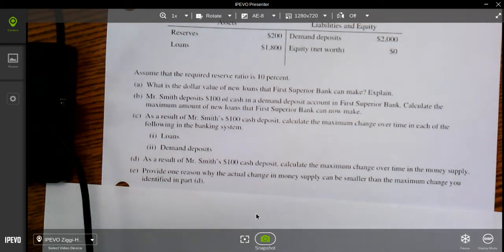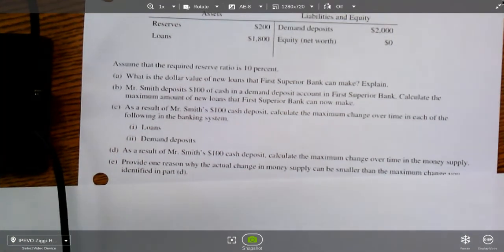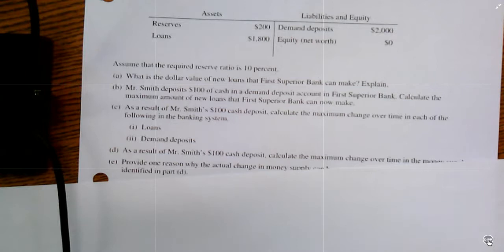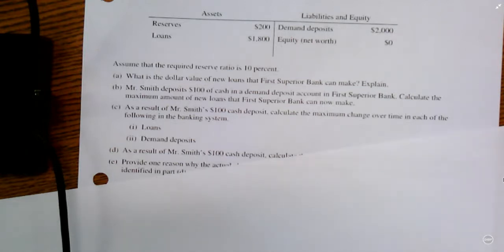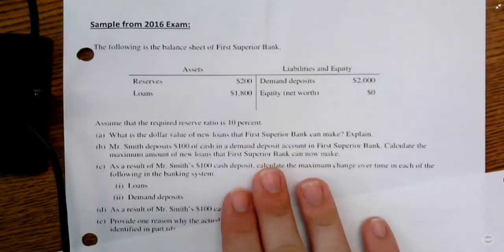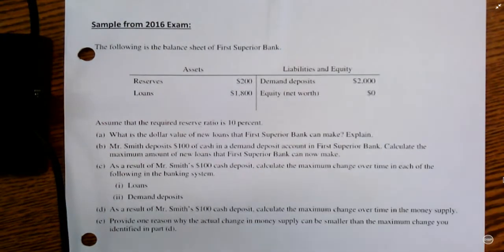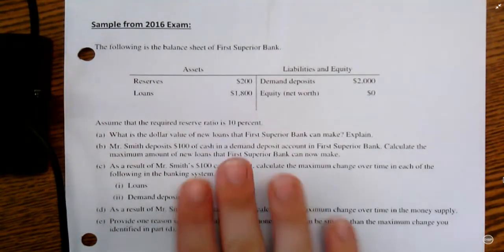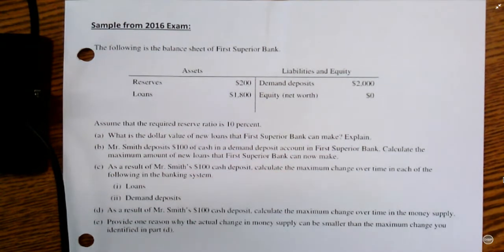Okay, my friends, we are going to do a money and banking question that was on the AP exam in 2016. I have a tiny bit of a head cold, so I apologize for my nasal voice. You guys can find this question in the AP macro folder for Unit 3.